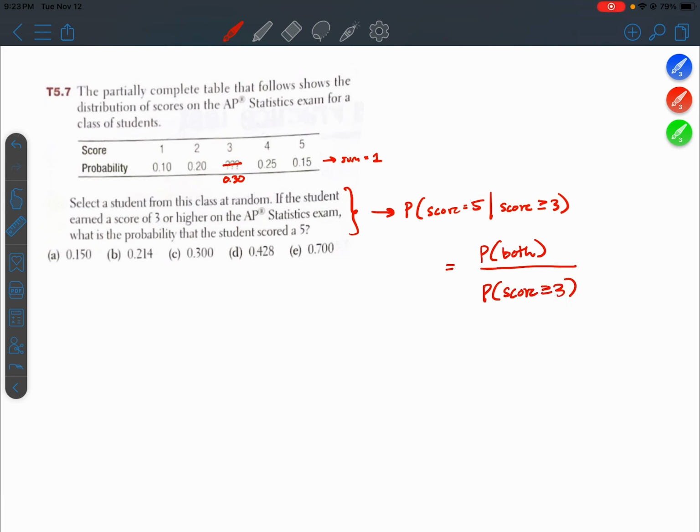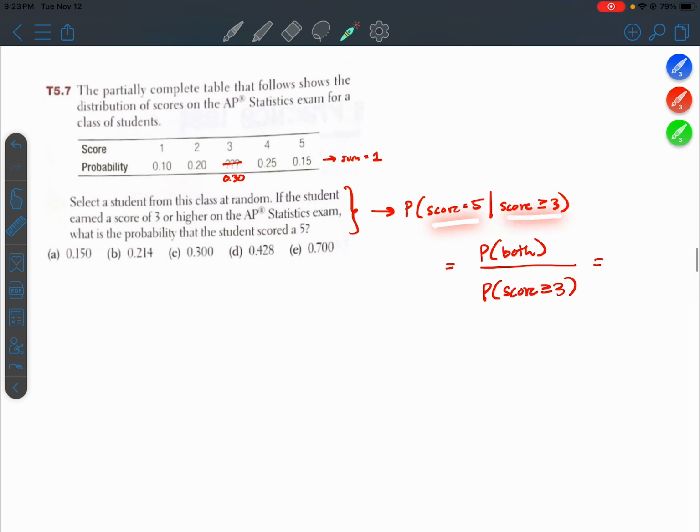Right. So if a student were to get a score greater than or equal to 3 and get a score of 5 at the same time, then the only possible outcome is that they got a 5. So the probability of them satisfying both of these is just 15%. And the probability of getting a score of 3 or greater is 70%, right? It's 30 plus 25 plus 15, so 70%.